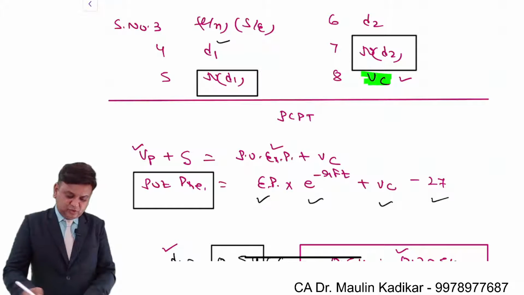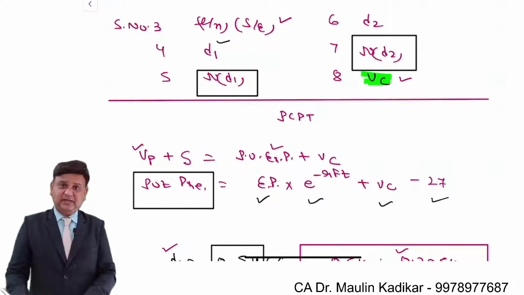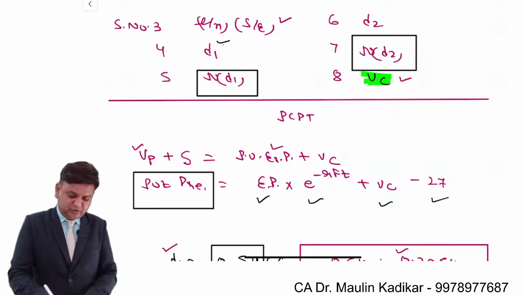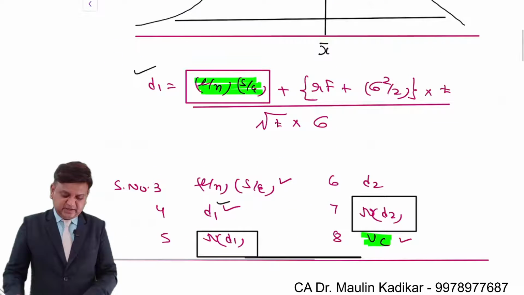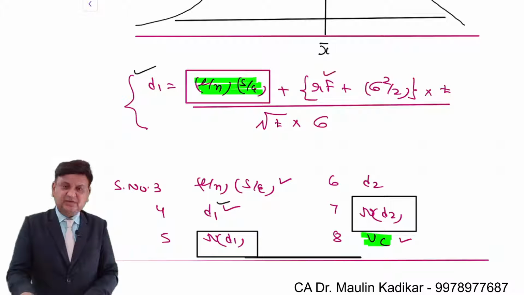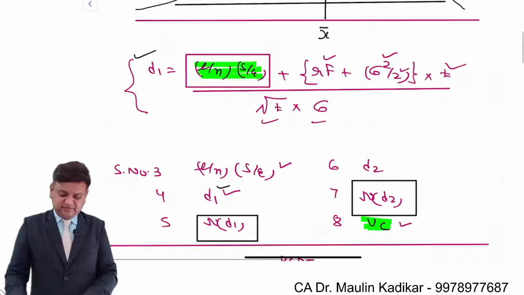So I have explained to you step number 3, how to make the calculation of ln S divided by E. Step number 4, the D1 calculation. For that, we simply have to apply a formula like this. The rest of the values are provided to us in the example, like the risk-free rate of return, variance divided by 2, and T is the time period, that is 0.5, under root of the time period into standard deviation.